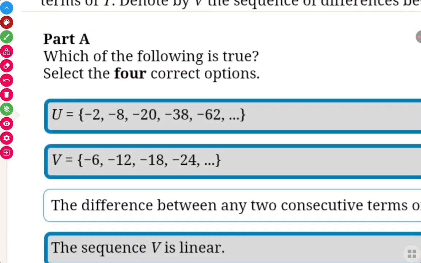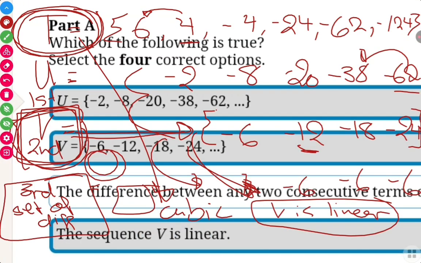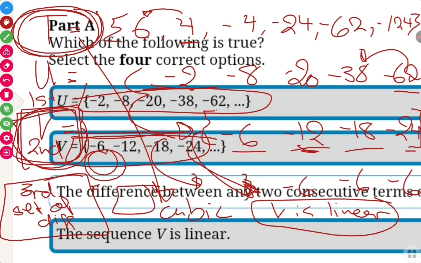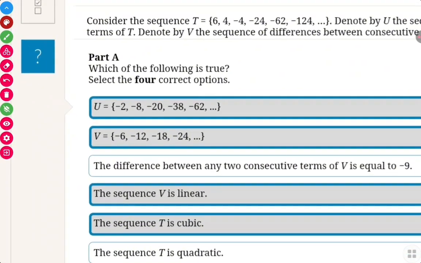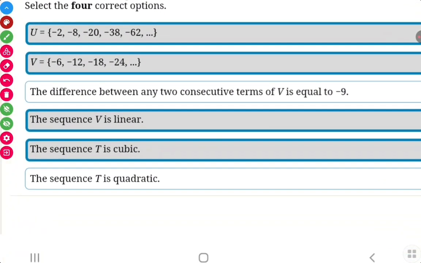And here they're just checking. v is equal to negative 6, negative 12, negative 18, negative 24, like they said. And u is equal to negative 2, negative 8, negative 20, negative 38, negative 62, like the options. The difference between any two consecutive terms of v is equal to negative 9? No, we got negative 6, not negative 9. And t is quadratic? No, because we checked and t is cubic. We had to subtract three times, not twice.